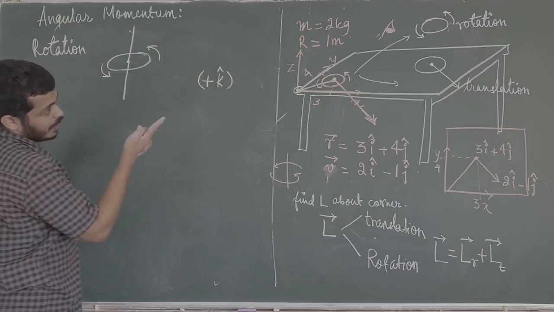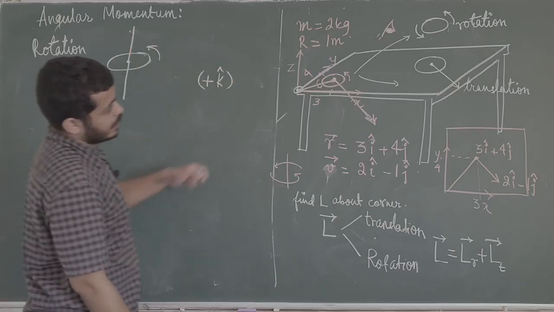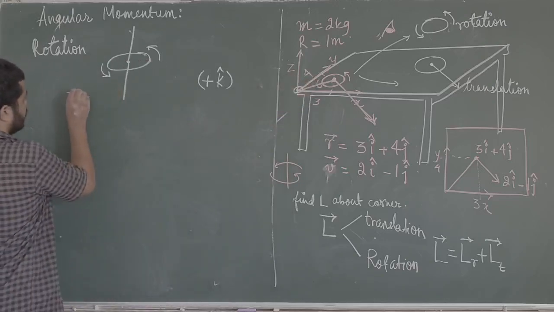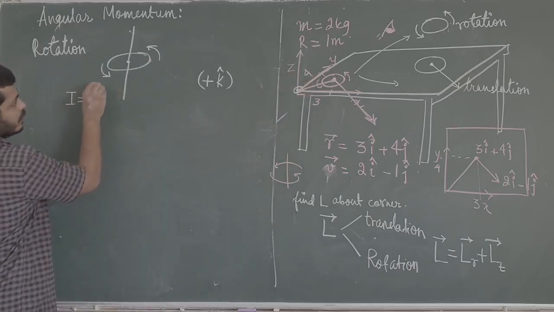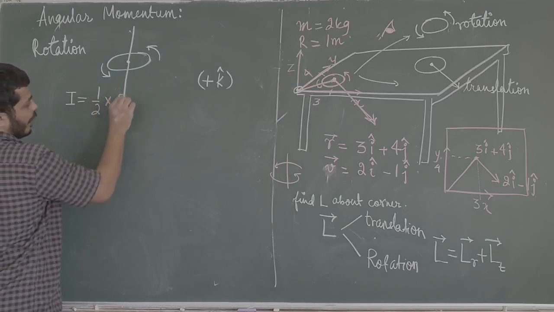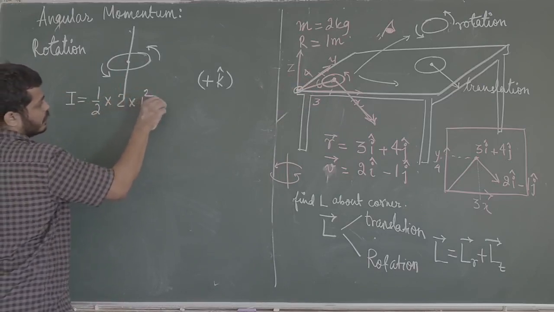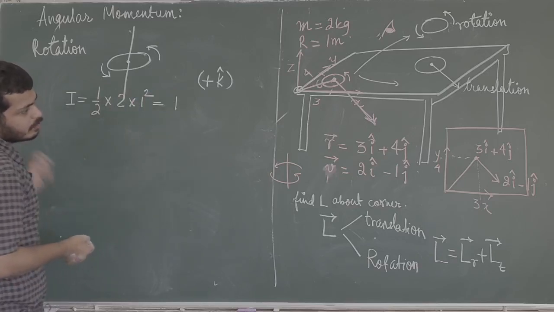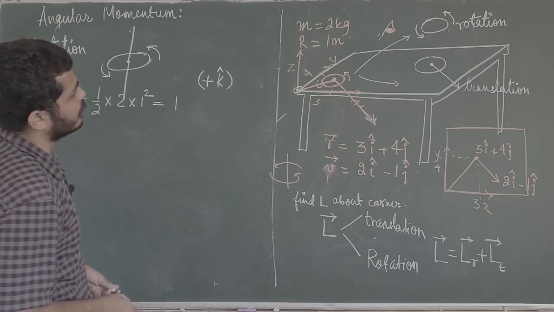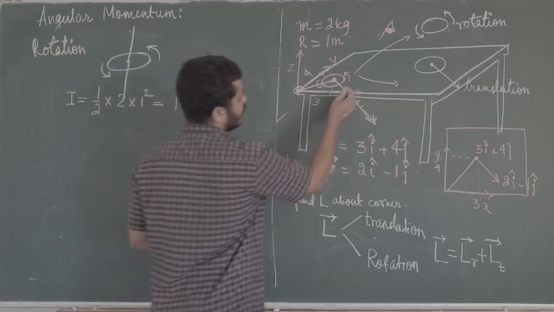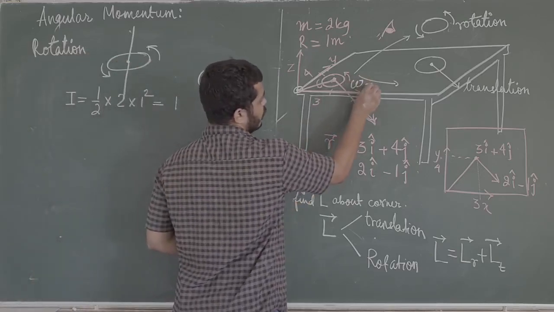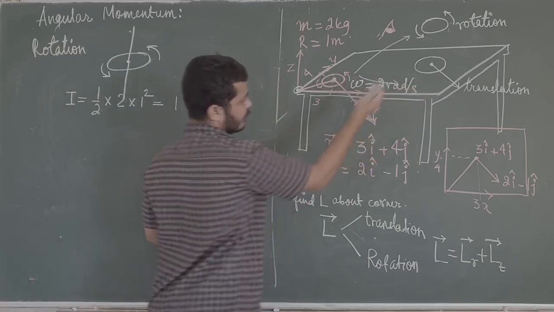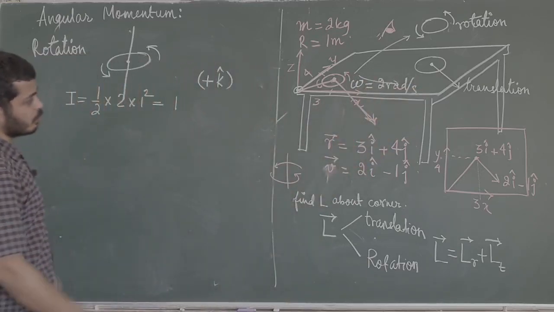Now what is the value of I? Our thing is a disc, so the I value is equal to half mr square, which is just basically equal to 1. What is the value of omega that I gave you? I haven't written a value of omega. So let us choose that omega is equal to, let's say, 2 radians per second. I'm just trying to teach it to you, not specific values.